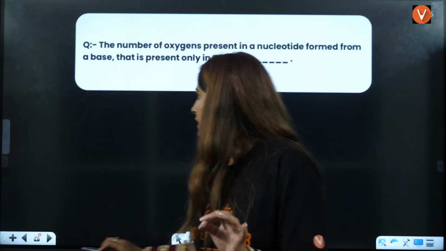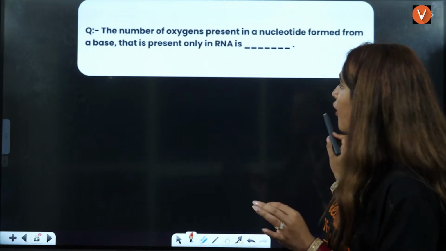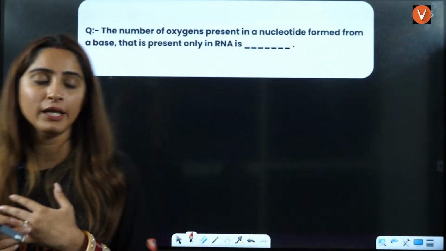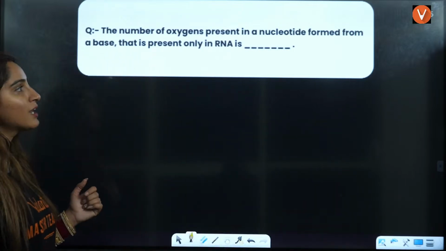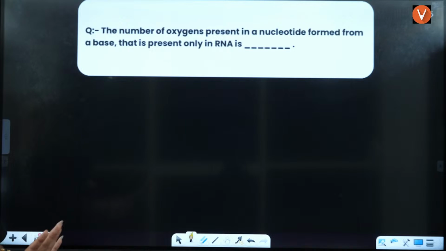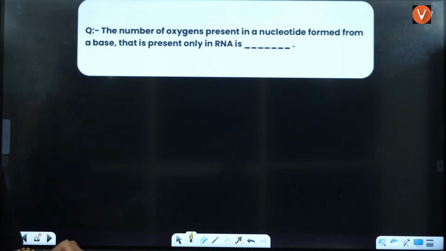Okay. Next, students, we have the number of oxygen present in the nucleotide formed from a base that is present only in RNA. Tell me, which is the nucleotide, DNA and RNA? In DNA, what do you have? ATGC. In RNA, instead of T, you have a new thing. What is that new thing, everyone? Instead of T, what do you have? Yes, students, that is uracil, right?